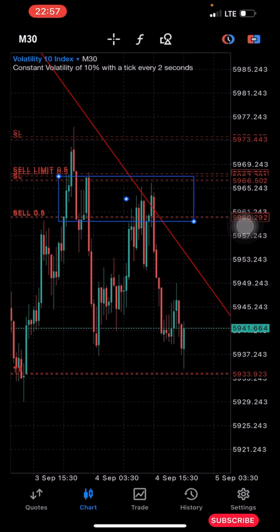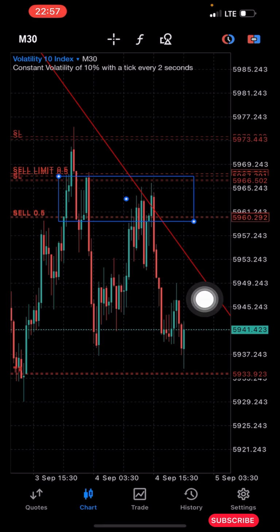You can see price is currently close to my TP now. Price is close, and I'll be holding this trade till it gets to this area.